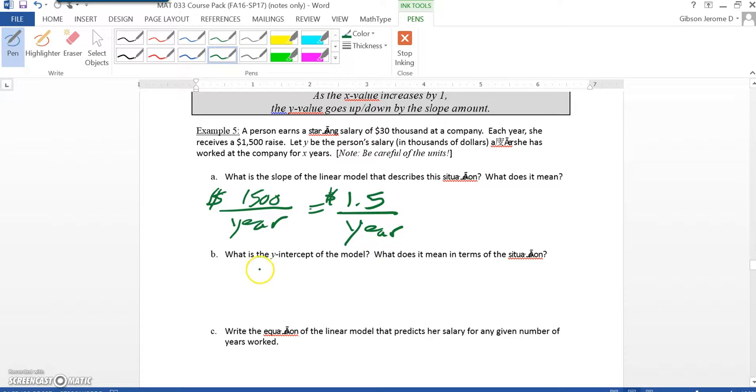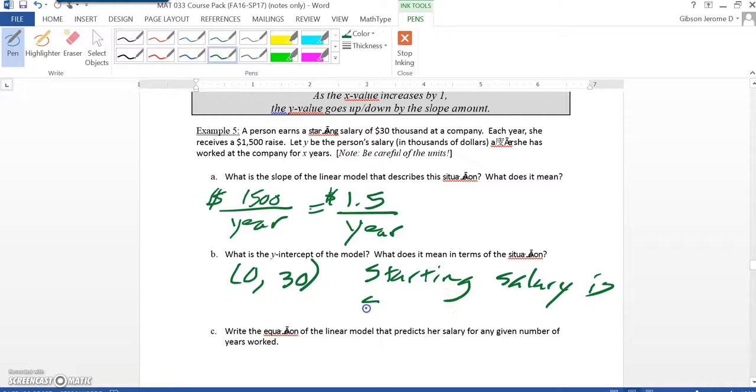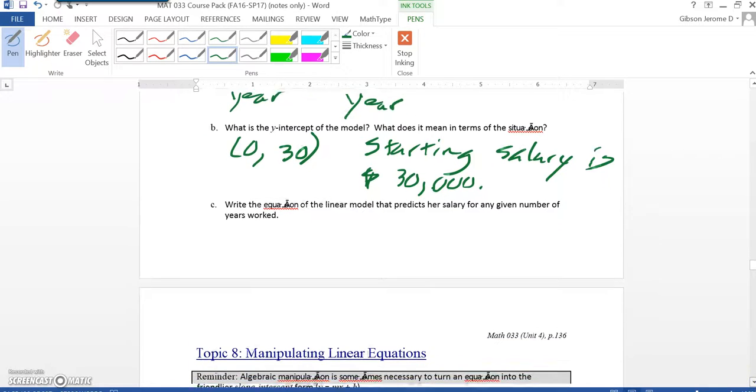So next, it says, what is the y-intercept of the model? The y-intercept of the model would have to be the $30,000. So the ordered pair is (0, 30). And what this means is the starting salary is $30,000. That's what that means.